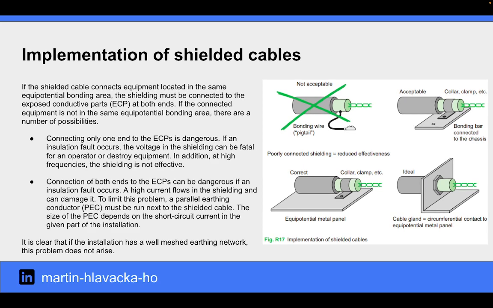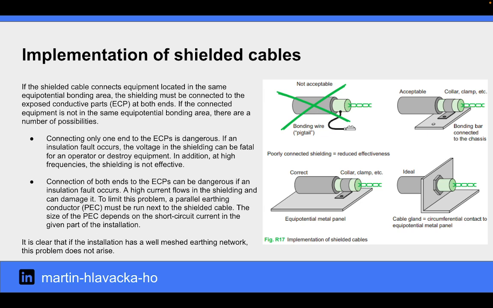If the shielded cable connects equipment located in the same equipotential bonding area, the shielding must be connected to the exposed conductive parts at both ends. If the connected equipment is not in the same equipotential bonding area, there are several possibilities. Connecting only one end to the exposed conductive parts is dangerous. If an insulation fault occurs, the voltage in the shielding can be fatal for an operator or destroy equipment. In addition, at high frequencies, the shielding is not effective.